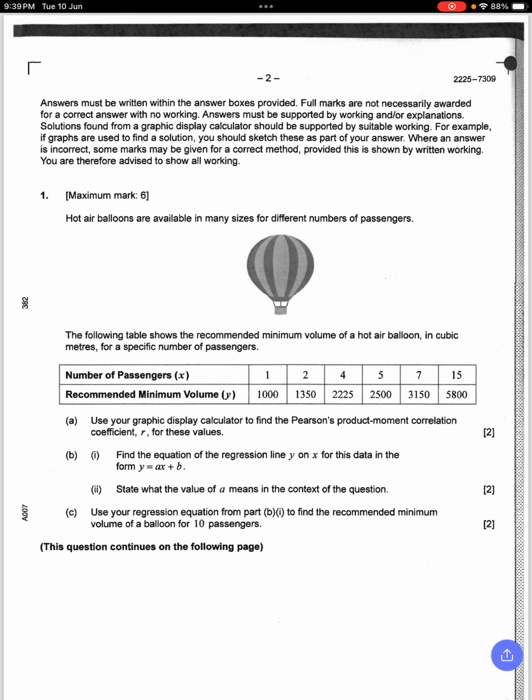So I'm just going to quickly put this onto the calculator, where in part A we are supposed to find the correlation coefficient. Again, a pretty straightforward question, so I don't think this question is of any surprises. But anyway, let's just put in the numbers onto the GDC.